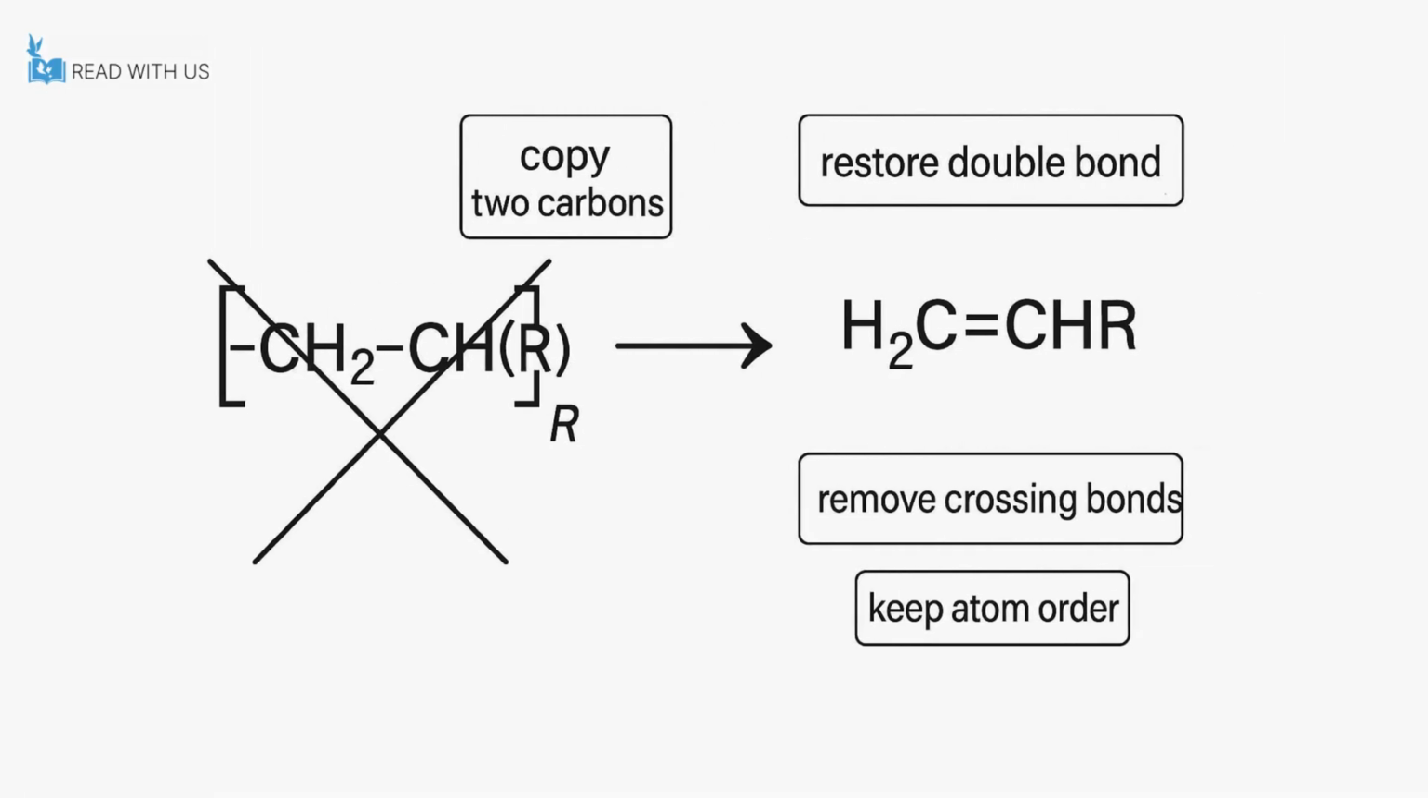To recover a monomer from a repeating unit, we copy the 2 adjacent carbons with their side groups, draw a double bond between them, remove the bonds that cross the brackets, and keep the atoms in the same order.